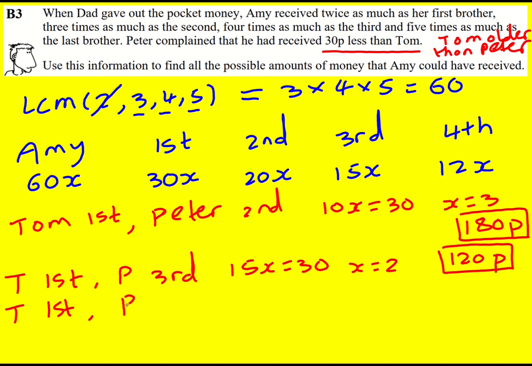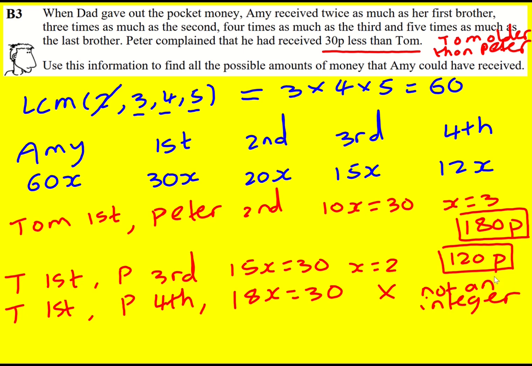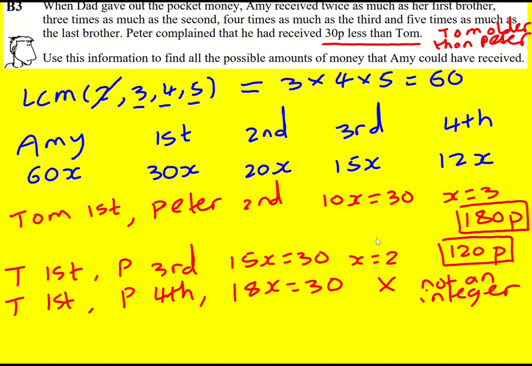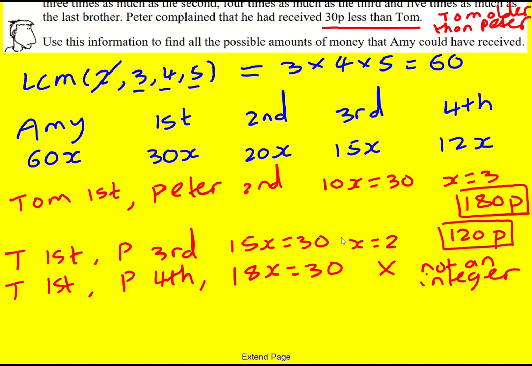T first and P fourth. Then it's going to be 30x minus 12x, so 18x equals 30. But that doesn't have an integer solution. So I can just ignore that. All right, and I've worked my way through Tom being first.